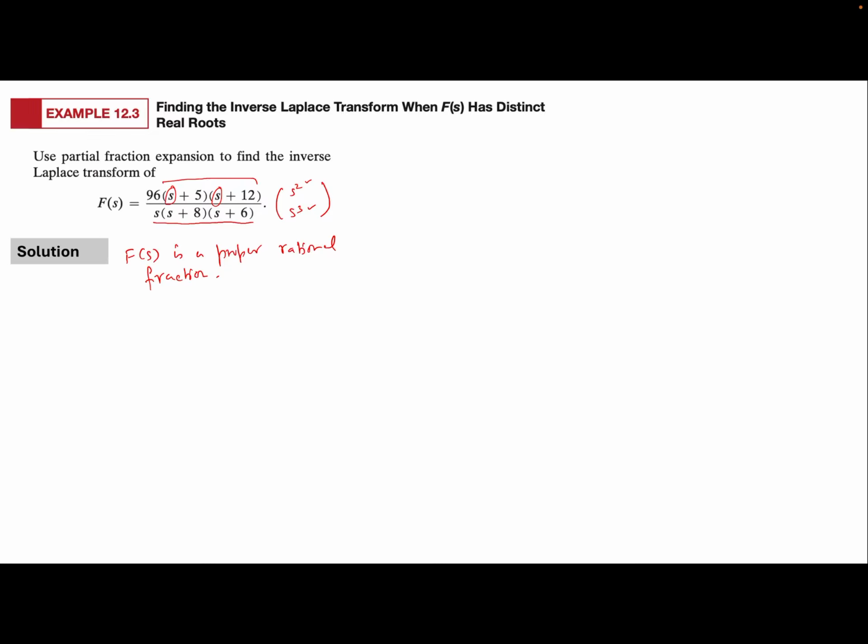Okay, coming back to the example. So this F(s) is a proper rational fraction. So let's solve this F(s). The very first thing I'm going to do is expand it. So I have 96 (s+5)(s+12) over s(s+8)(s+6). As I can see, in the denominator I have three roots, so I can convert it as K1 over s plus K2 over s+8 plus K3 over s+6.